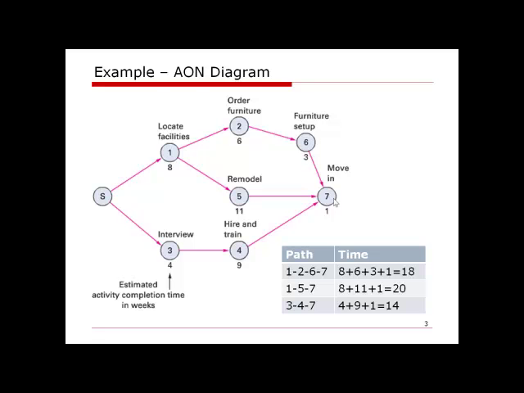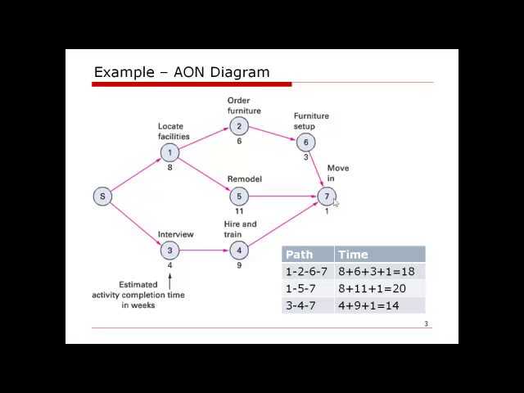Now, for each path, we can add together the time we spend on every single activity to get the time we need to spend on the path. For example, the first path 1, 2, 6, 7, where we add up the time we spend on each node, we get 8 plus 6 plus 3 plus 1 will give us 18 weeks. So it means we need 18 weeks to finish all the activities following the first path. And similarly, we can calculate the time we need to spend on the other 2 paths. 1, 5, 7 will take 20 weeks and 3, 4, 7 will take 14 weeks.